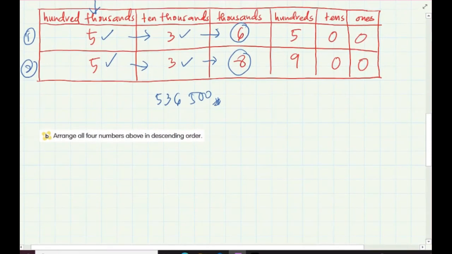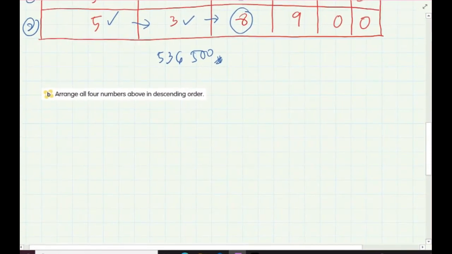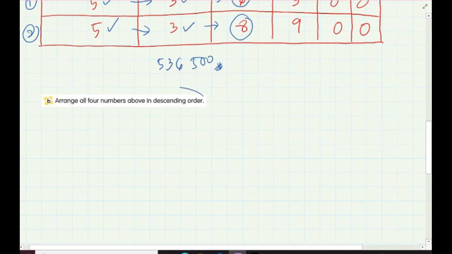Okay, question number 2. Arrange all 4 numbers above in descending order. What is the meaning of descending order? Descending order is numbers arranged from the largest to the smallest value. So for this question, we have to find out the largest number first, using place value.